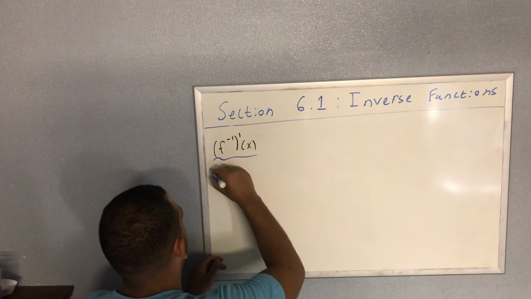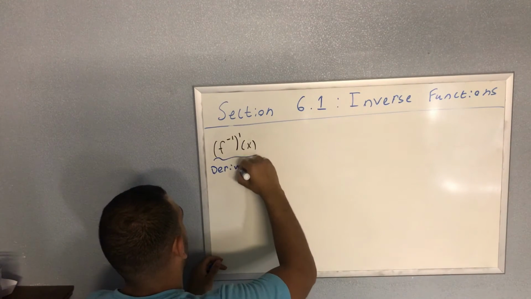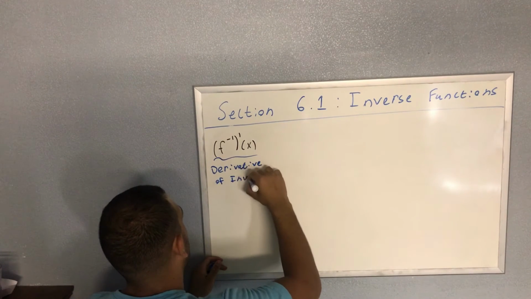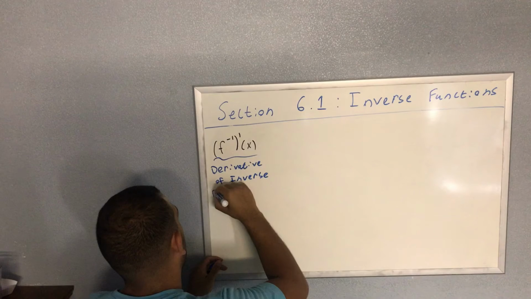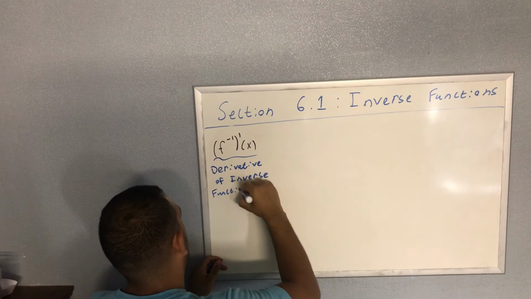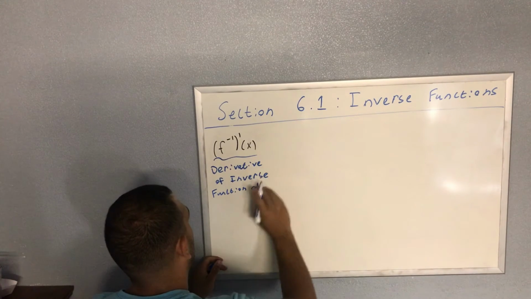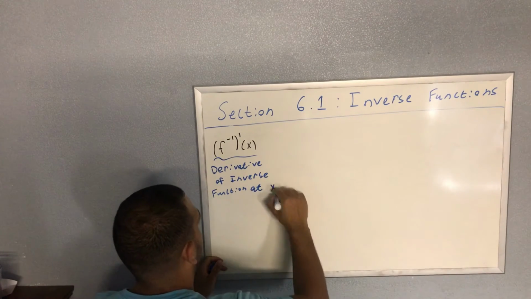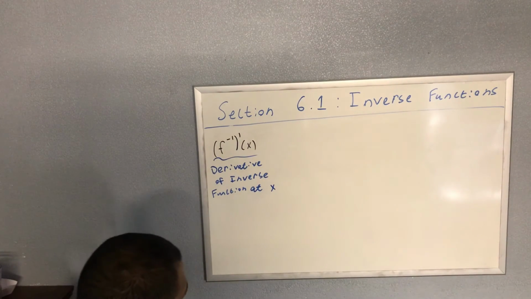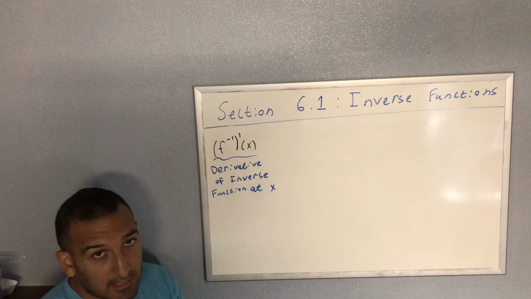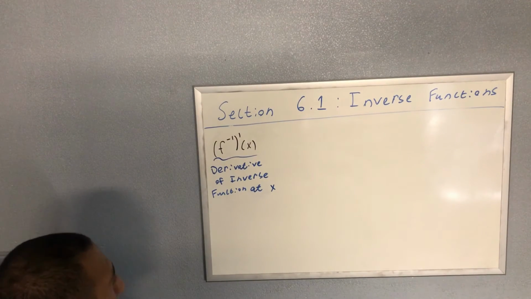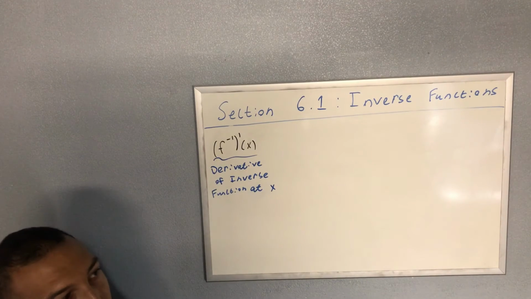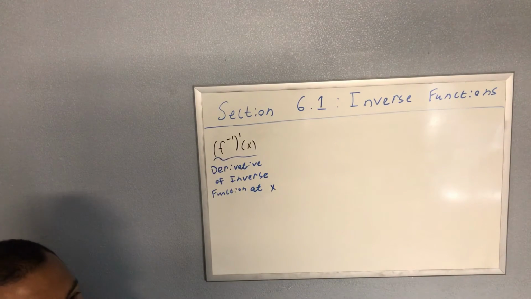So, the derivative of the inverse function at x. f inverse is a function, it does have a graph, so it's just saying what is the slope of the tangent line at the point x.